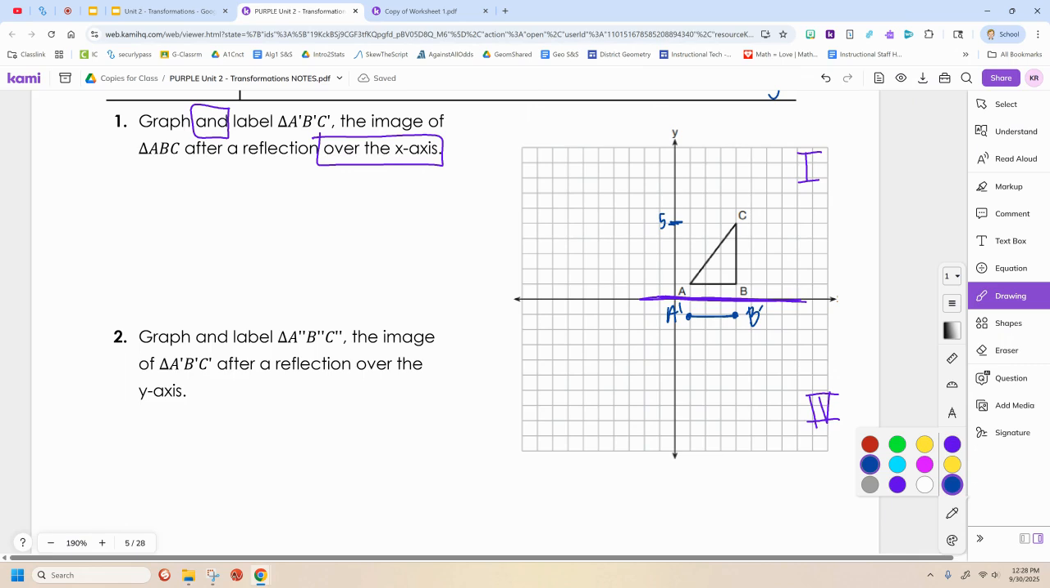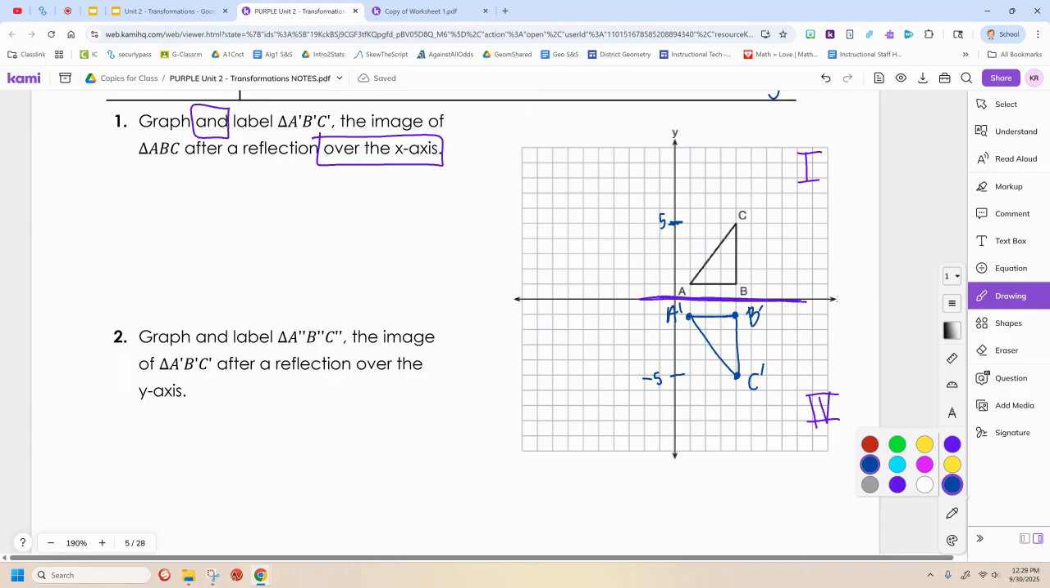That means I have to be 5 units down when I reflect it. So now it's 5 above the line, it's 5 below the line. There is C prime. I'm going to go ahead and connect my shape. And there's my reflection for part A, or 1.